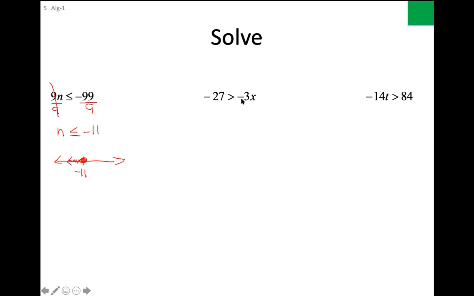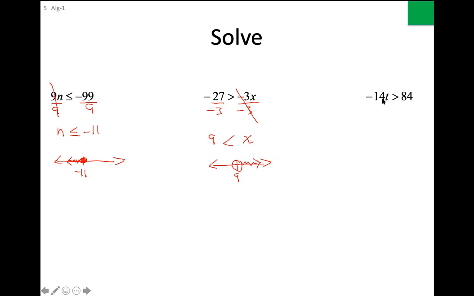Second one. Look, negative 3 is attached to x by multiplication, so we're dividing by a negative. As soon as you say dividing by a negative, flip your inequality so you don't forget. Notice I just flipped the inequality around. Negative 3s cancel. Negative divided by negative is positive, so we get 9. Questions on what I just did right there? I flipped the inequality. The solutions are bigger than 9, so open circle, shade right.